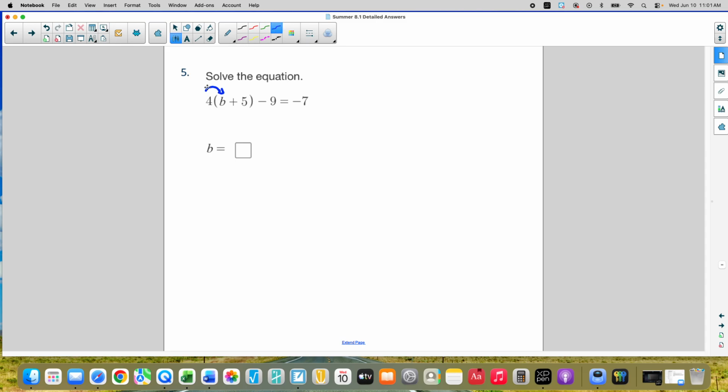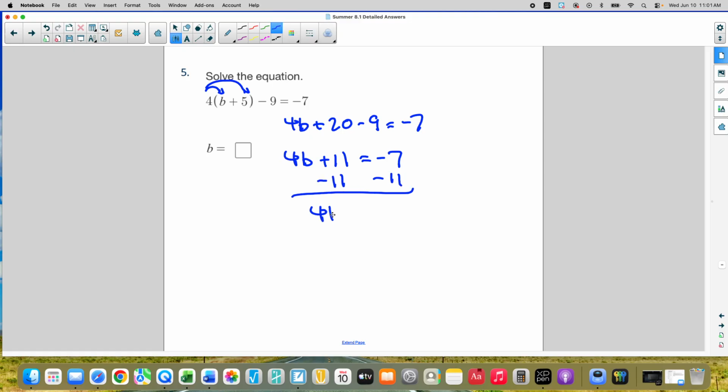If we distribute this 4 into the parentheses, we get 4b plus 20 minus 9 equals -7. We're going to combine these like terms. We always simplify before moving. Then we can subtract 11. 4b equals -18. Divide by 4, divide by 4 gives us b equals -18 fourths.